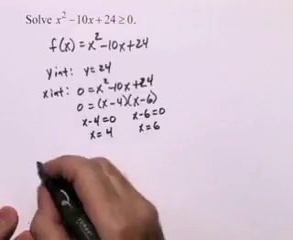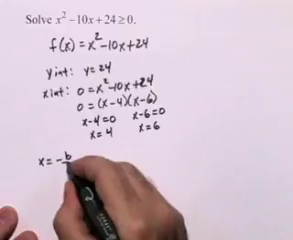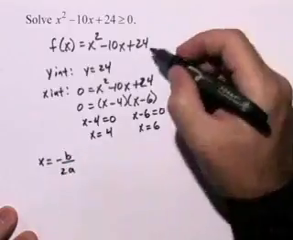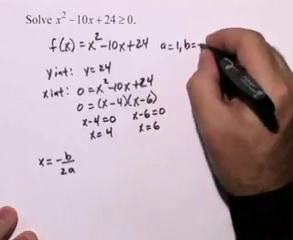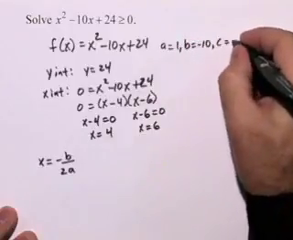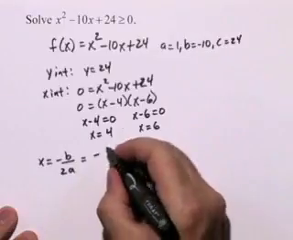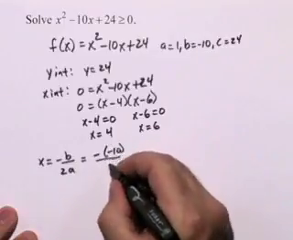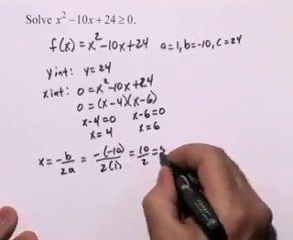We'll also find our vertex. We can get the x-coordinate of the vertex by using negative b over 2a. We come back up to our function, see that a is equal to 1, b is equal to negative 10, and c is equal to 24. So we'll have x is equal to negative 10 over 2 times 1, which is 10 over 2, which equals 5.